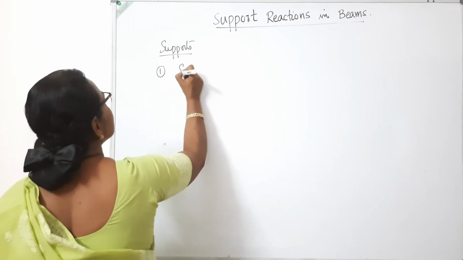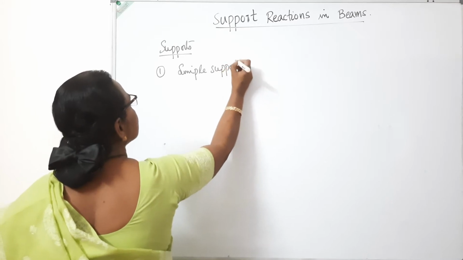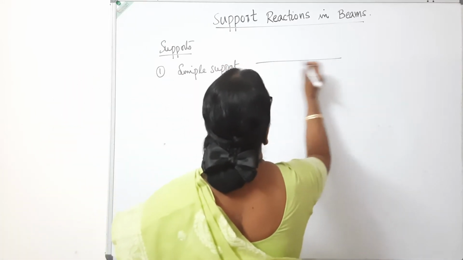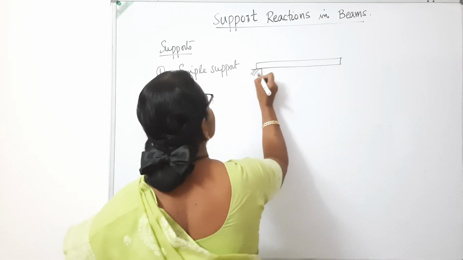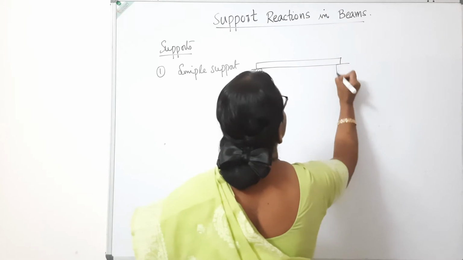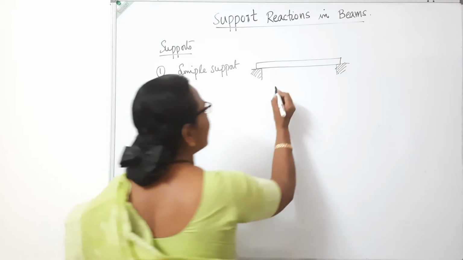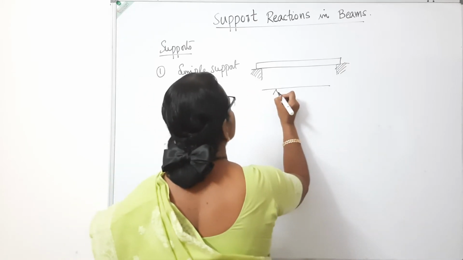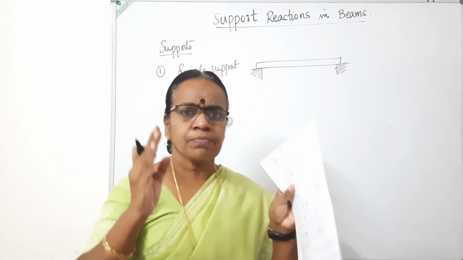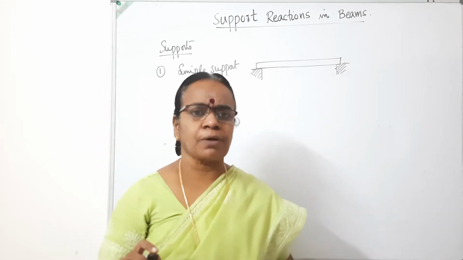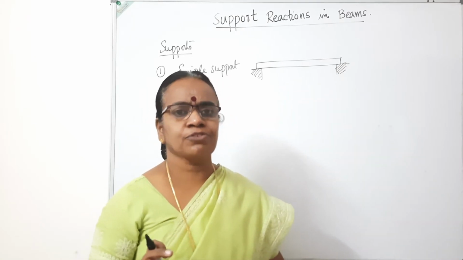1. A simple support. A simple support means the beam will be simply placed over 2 supports like this. This is one. If these are the 2 supports, it will be simply placed over it, or just like a knife edge. Either it can be a knife edge support or it is simply placed over 2 supports. It is called a simply supported beam, the simplest form.